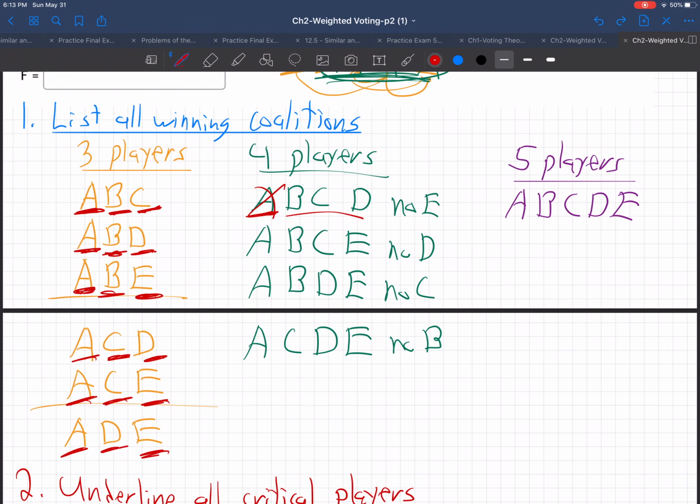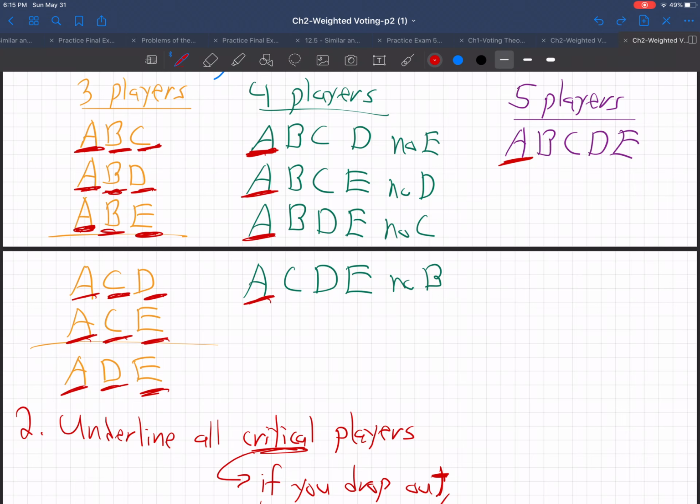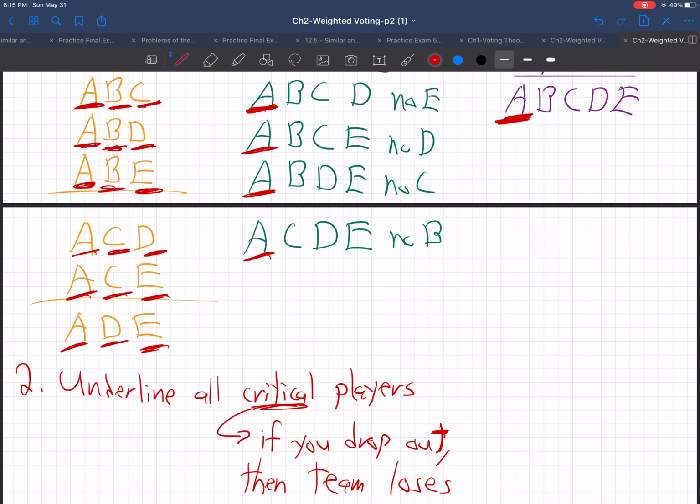Doesn't affect, they're still okay. They're not critical. Only A is critical on those teams. Over here with the 5-player team, it's the same deal. If A drops out, yeah, they lose because they've got to have A and 2 others. But if any of the others, like if B drops out, doesn't matter. They got A and 3 others still. They're fine. So B's not critical, C's not critical, D and E are not critical. Only A is critical on that team. Only A, right? Critical means if you drop out, then the team loses.